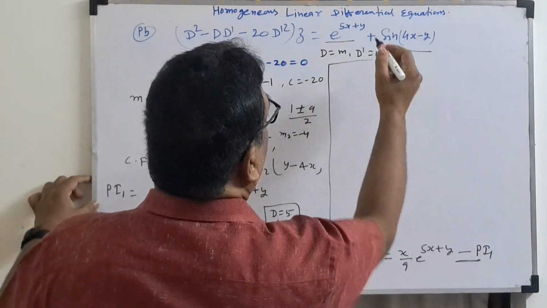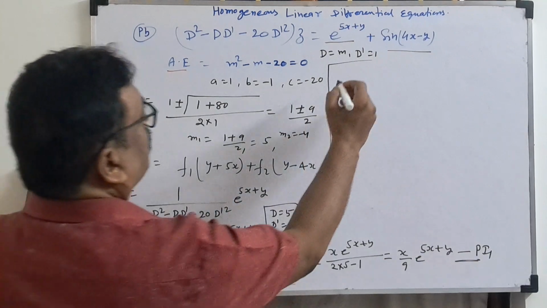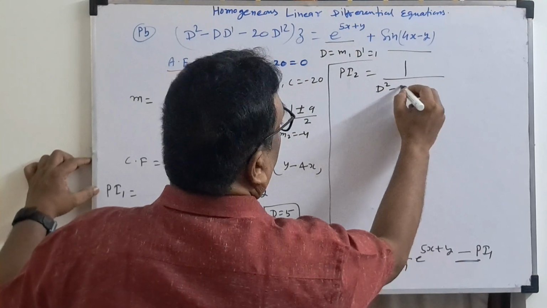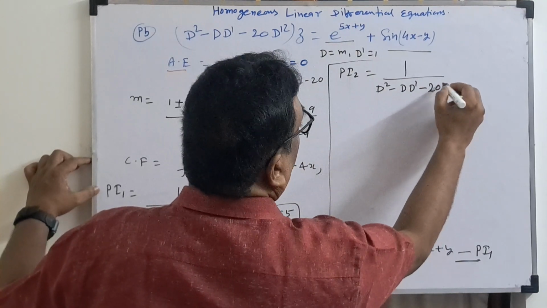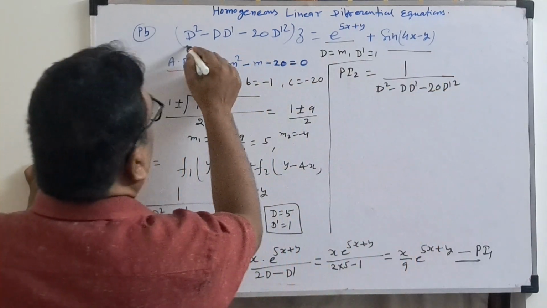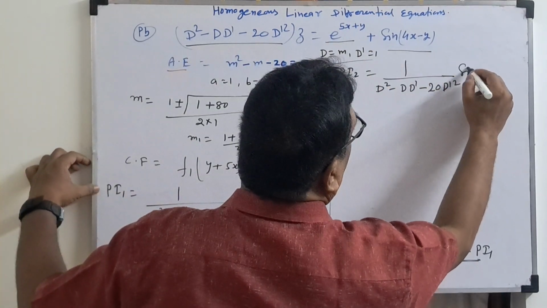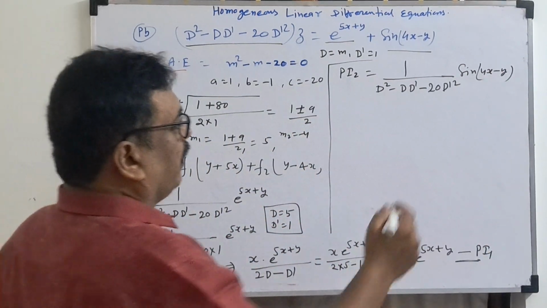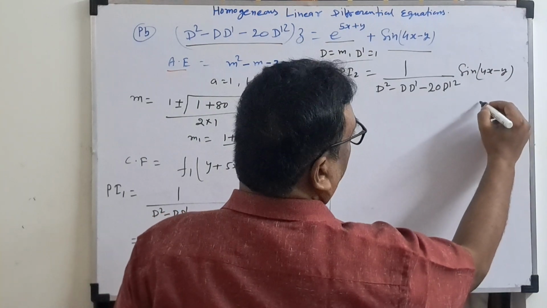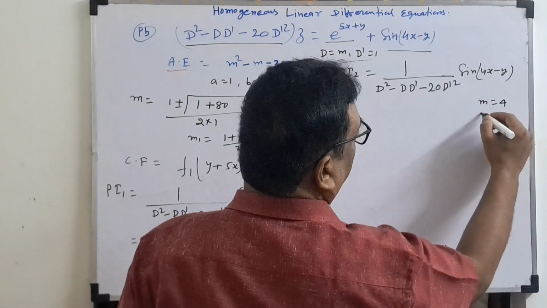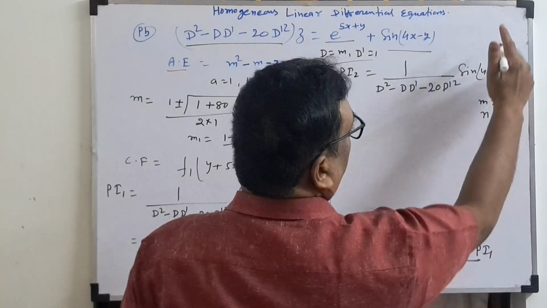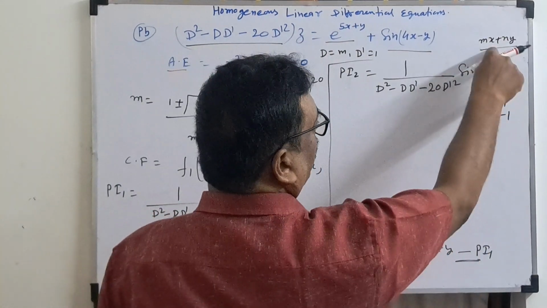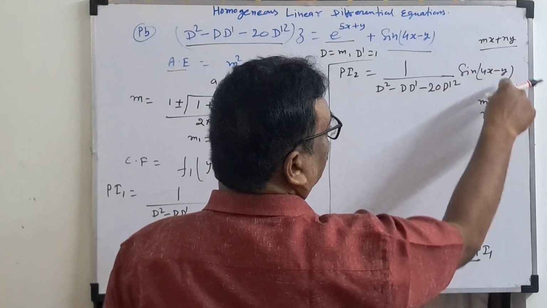So we'll solve here pi2. Again the same process will be there. We write here d square minus d dash minus 20 d dash square. I wrote the given expression as it is, and write here sin 4x minus y. So what is your trick here? M is equal to and n is equal to we will find. So here m is equal to given 4, n is equal to given minus 1, because mx plus ny, this format will be there. So here x, m is 4, ny, n is equal to minus 1.